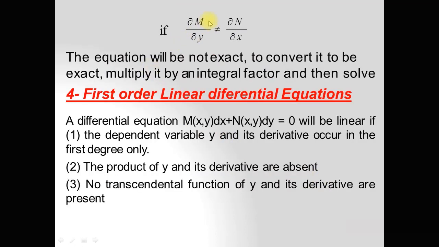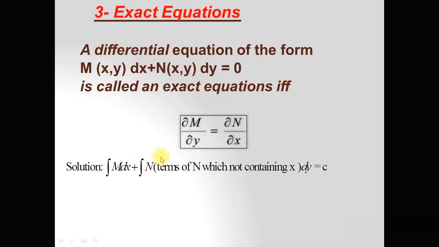And if partial M by partial y does not equal partial N by partial x, then the given differential equation will not be an exact differential equation. So if the differential equation is not exact, then we convert the non-exact differential equation into the exact form by multiplying an integrating factor and then solve by this formula.